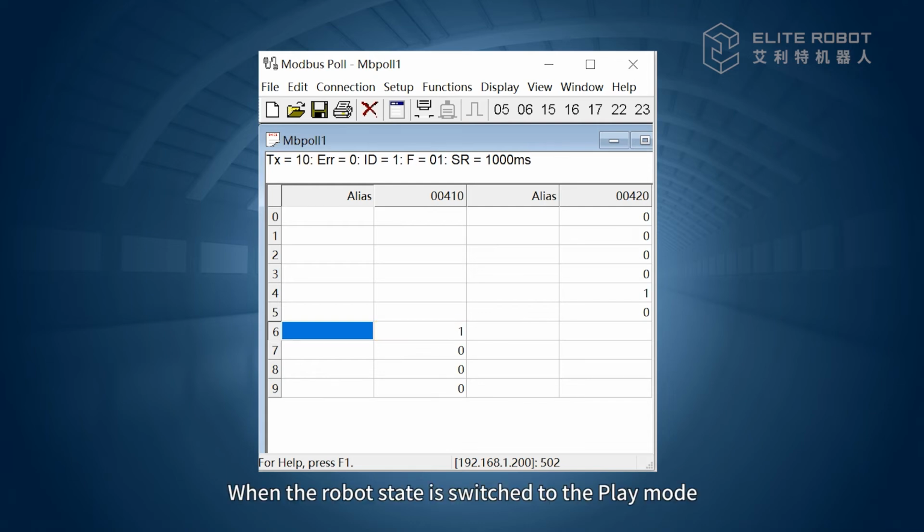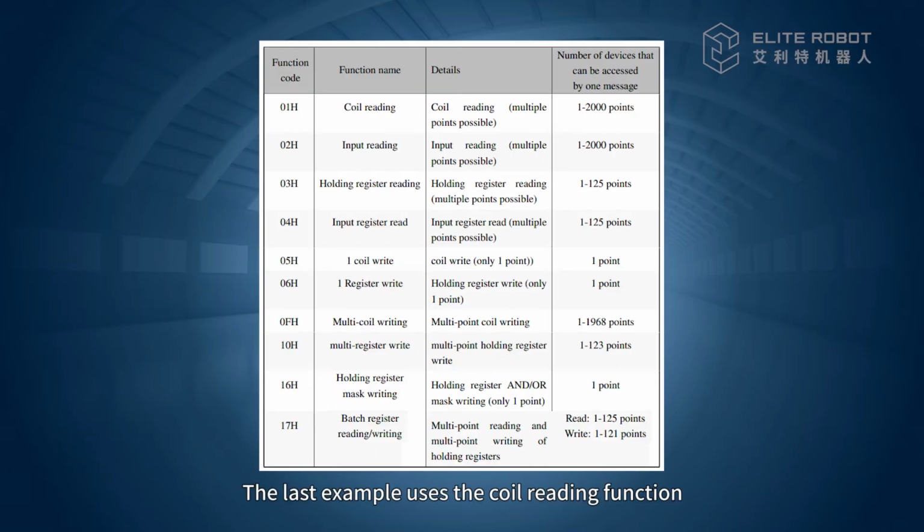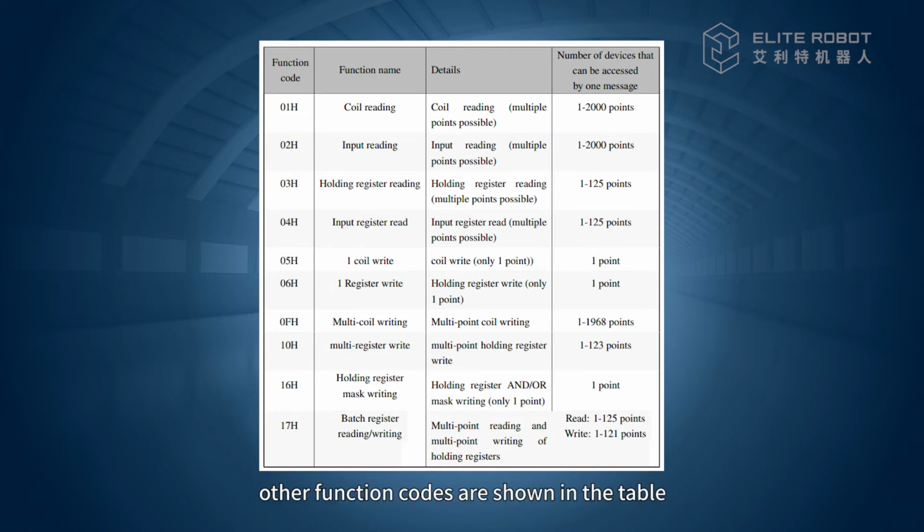When the robot state is switched to the play mode, the value of M416 changes to 0, and the state of M417 changes from 0 to 1. The last example uses the coil reading function from Modbus standard function code. Other function codes are shown in the table.